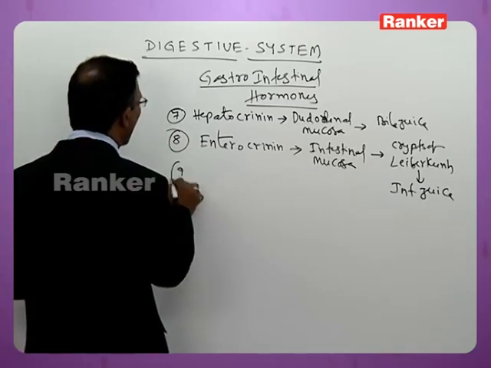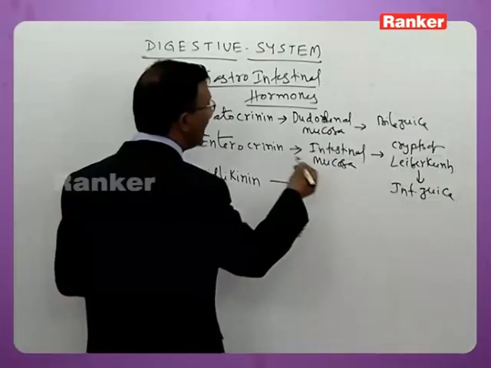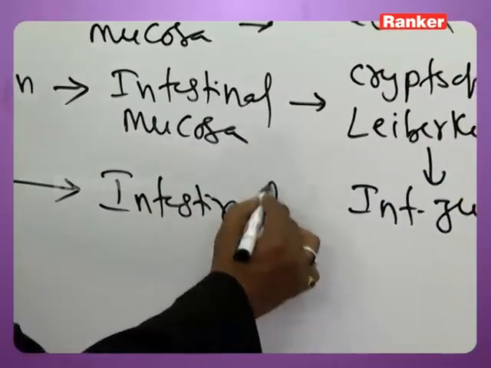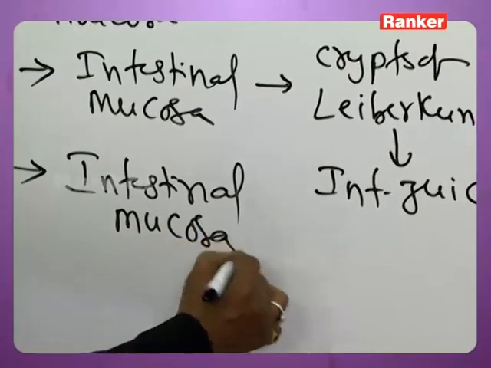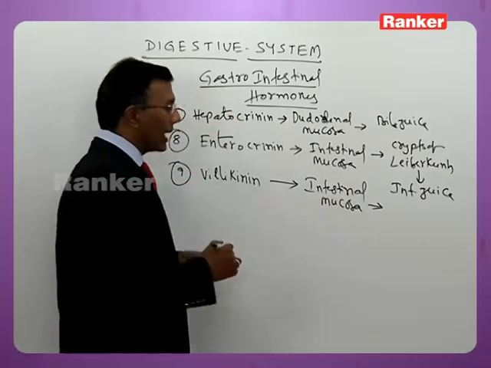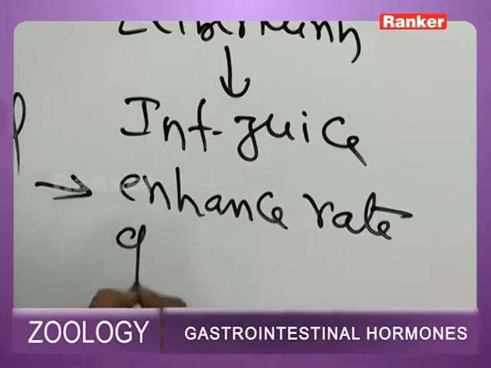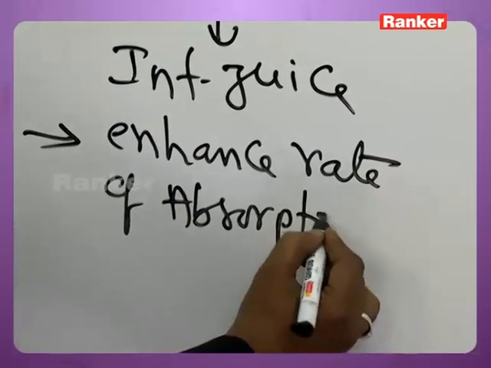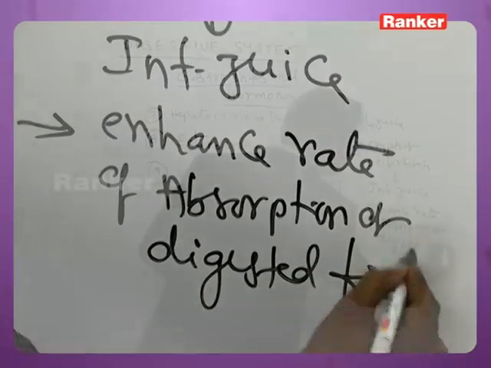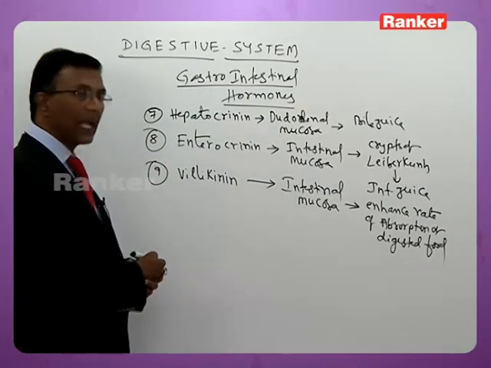The next you have another hormone called willikinin. Willikinin is secreted by the intestinal mucosa, and it stimulates villi to enhance the rate of absorption of digested food. That is the function of willikinin.